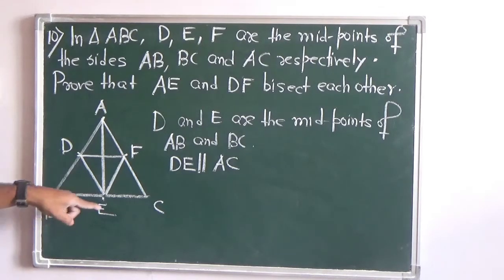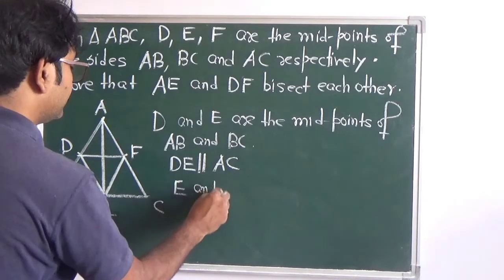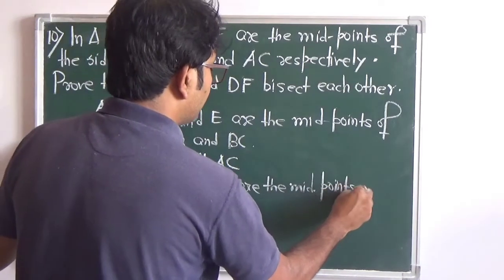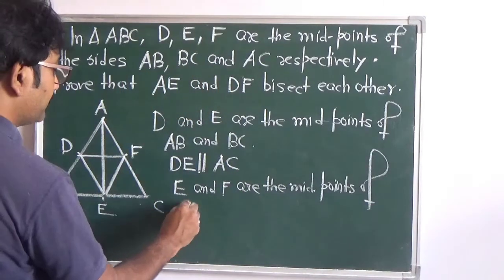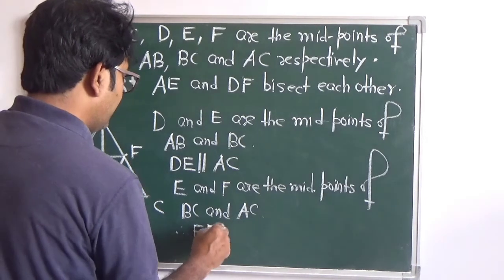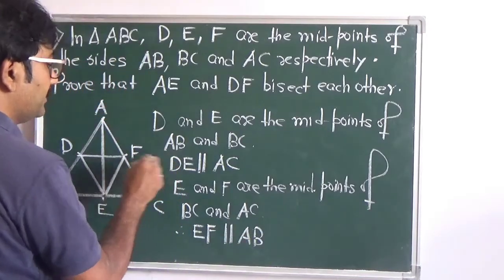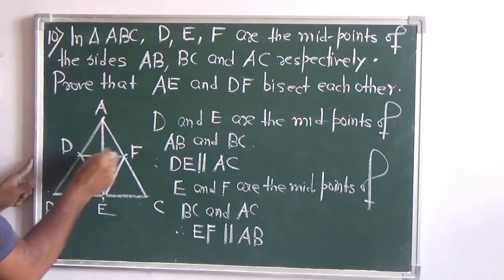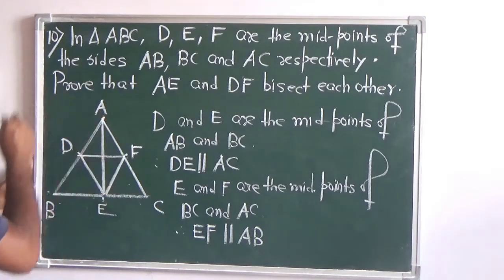Similarly, E and F are the midpoints of BC and AC. So we can write EF is parallel to AB. So what we finally get is ADEF. If this is parallel to this and this is parallel to this, you can say ADEF is a parallelogram.